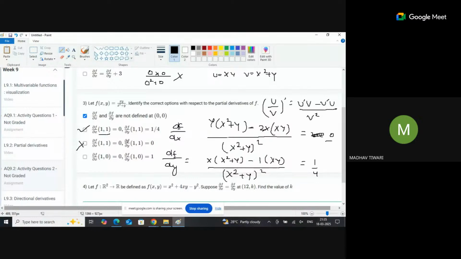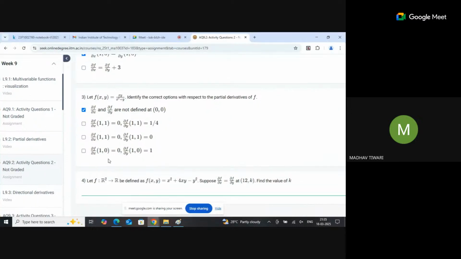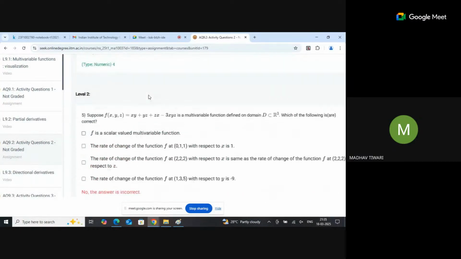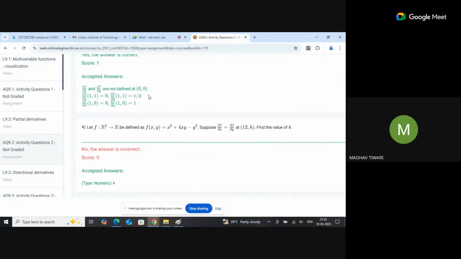1 comma 1 we have found. Okay, so 1 comma 0 I need to check. If I put x value 1 and y value 0, this term will become 0 and this term will also become 0, and it will be equal to 0. Here if I put 1 comma 0, so x value is 1, y value is 0, it will be 1 minus 0 divided by 1. 1. So it is okay. This is also correct. So let's check it once. Okay. So this is correct.